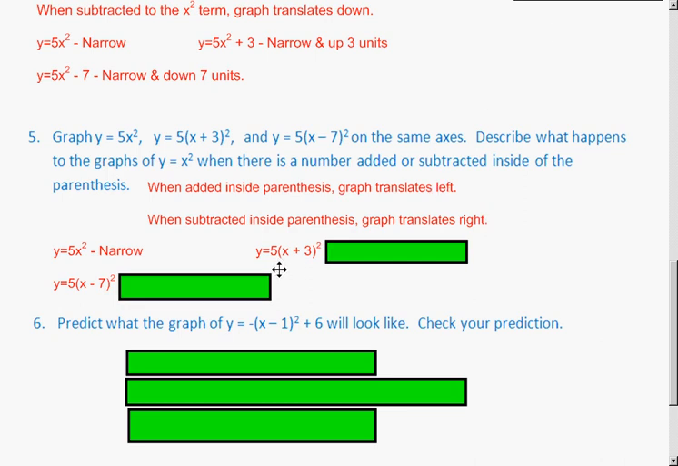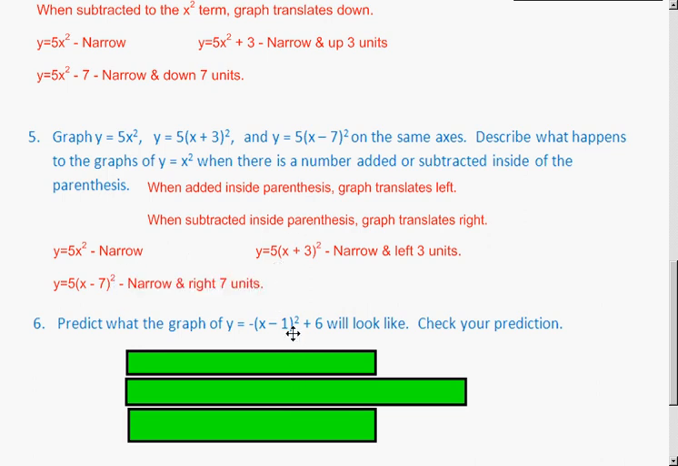So our other examples, in this, the transformation that will happen is the graph becomes narrow. When we add 3 units, it will move to the left. In this case, move to the left 3 units. This graph multiplied by 5, again narrow. Subtract 7. When you subtract 7 inside the set of parentheses, it moves to the right 7 units.